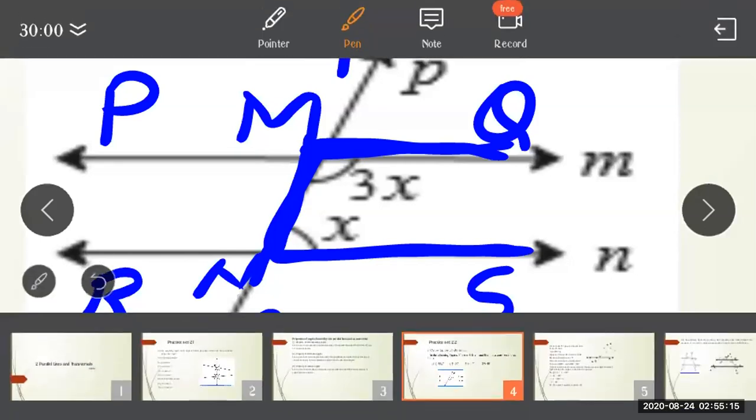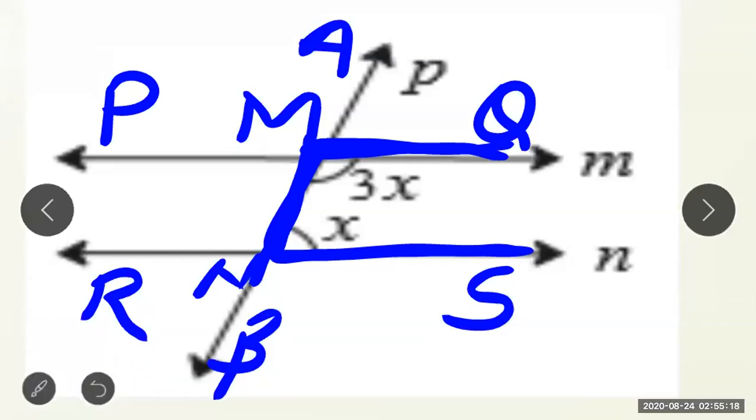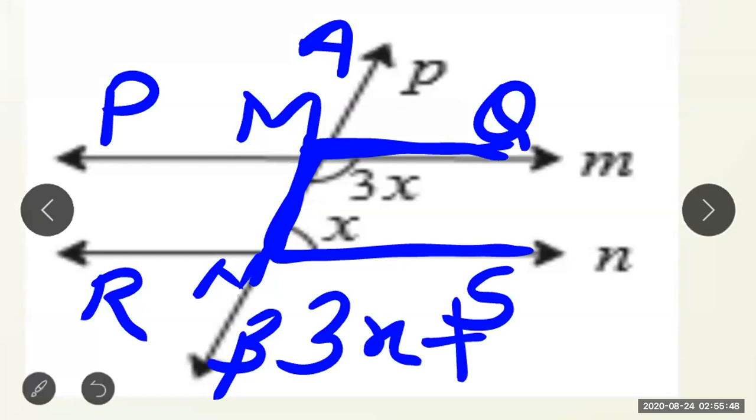So what are we going to do? First, we will start marking angle QMN. Just see the diagram. Angle QMN plus angle SNM equals 180 degrees. Why is it 180 degrees? You have to write in brackets that interior angles on the same side of the transversal are supplementary. Then you put the values: 3x plus x equals 180 degrees.